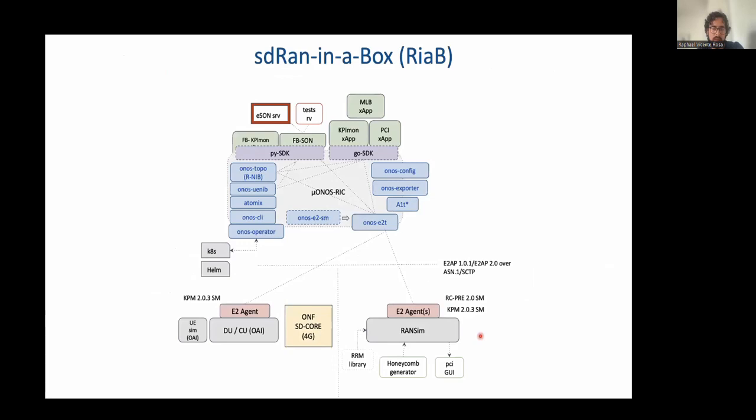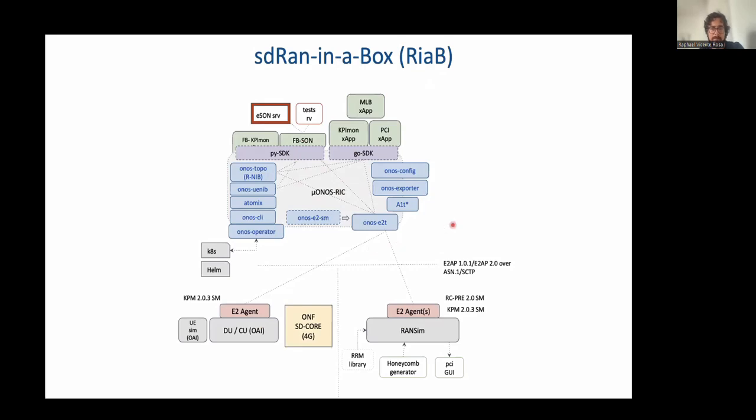This definition of the white box scenario, together with the execution of the RAN simulator and the other xApps and the whole near real-time RIC, can be easily defined using what is called SD-RAN in a box, RiaB. RiaB is a set of scripts that facilitate the creation and the execution of tests regarding this near real-time RIC with RAN simulator and white box components in a single computer, it can be even a single laptop.